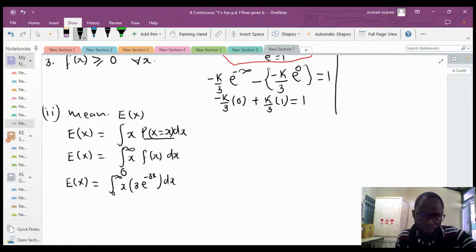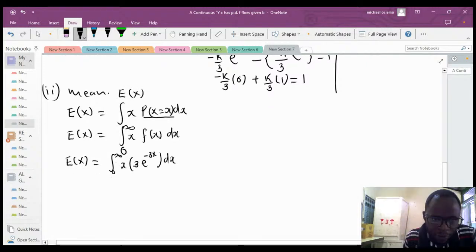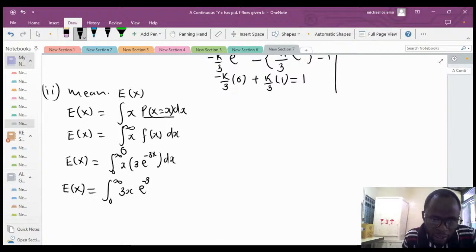We can factorize 3, it's a constant, so you can have the expectation of x equal to the integral from 0 to infinity of 3x exponential negative 3x dx. So in this case, we have the product of two functions. We have the product of this polynomial 3x, and we have the exponential negative 3x. So in this case, we're going to integrate using integration by parts.